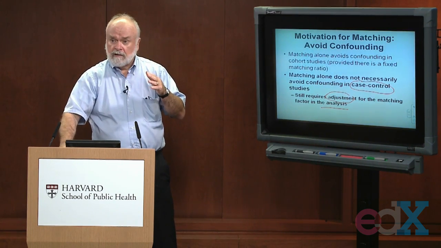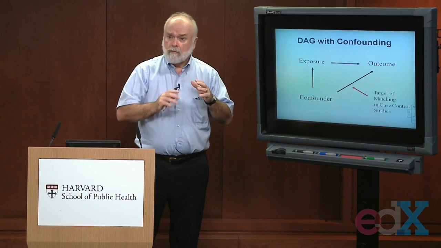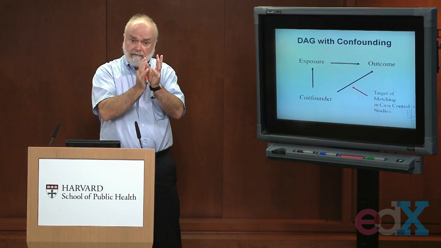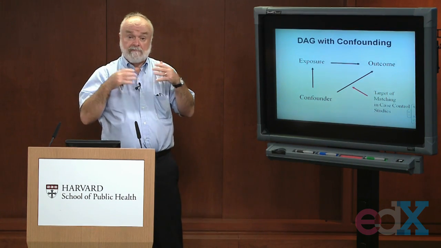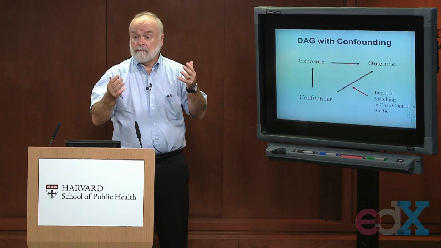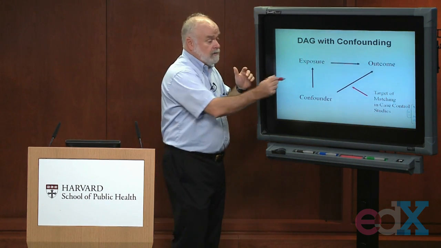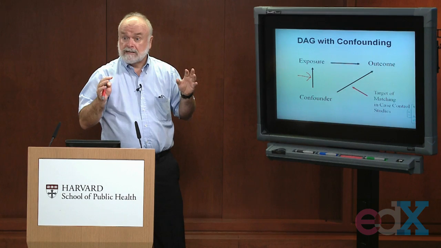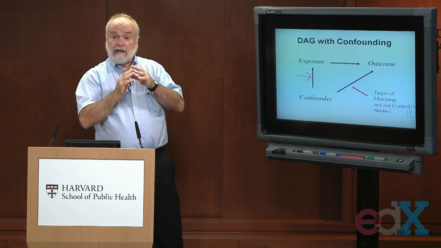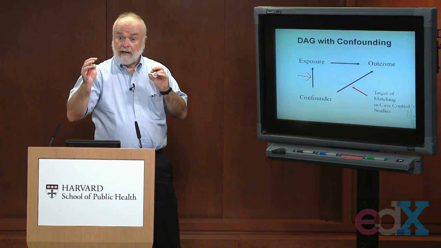But conceptually, the reason is the following. Remember, this is what a confounder has to have. It has to provide a backdoor pathway to give an alternative explanation why the exposed people could get more disease than the non-exposed people. It has to be related to the exposure. And I said in a cohort study, matching blocks that relationship. And it also has to be an independent risk factor for the outcome.